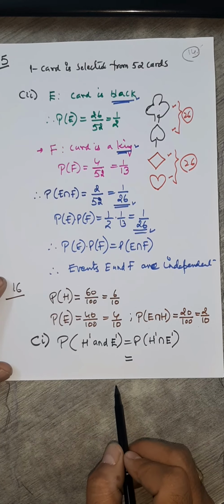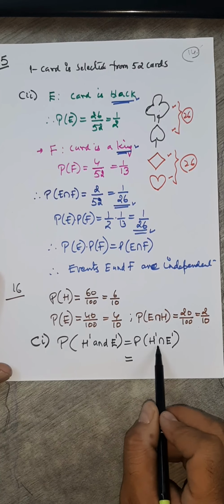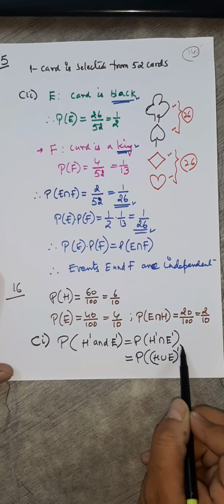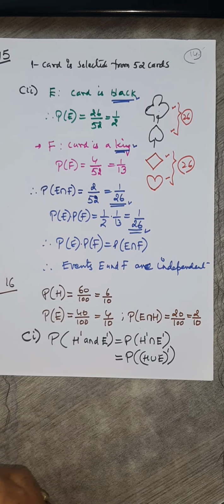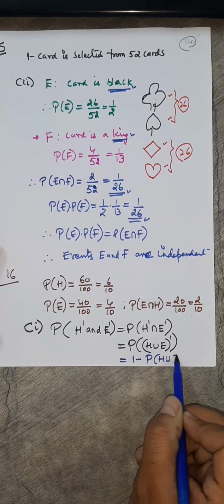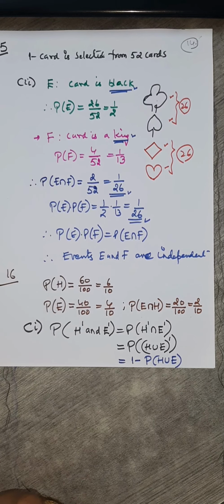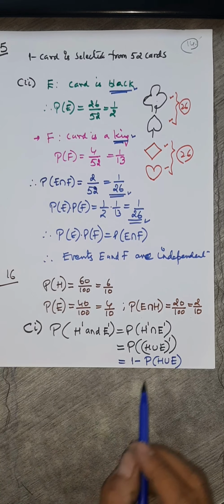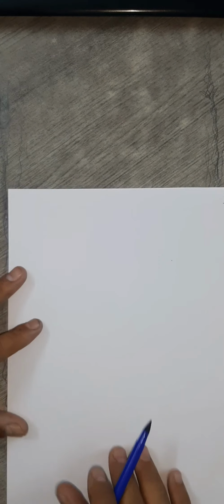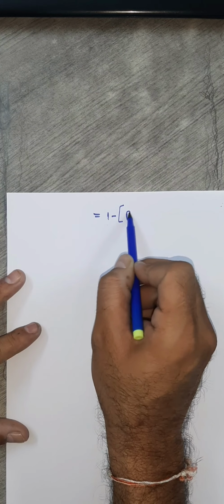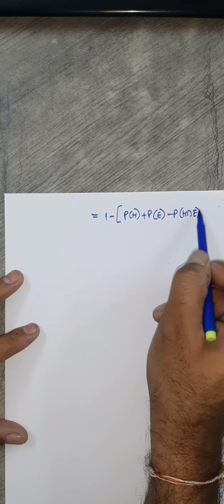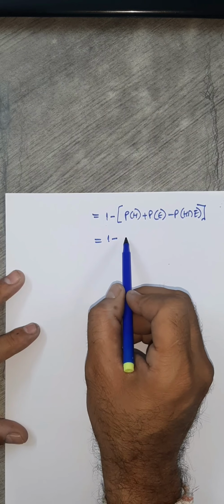Now here in the question you are not given that the events are independent, so you cannot write the product. So what we do? You can use De Morgan's law. So I'll write the whole with a dash. And then we can write 1 minus probability of H union E. Now, how do you find the probability of H union E? For that, you have prepared the addition rule. So, we can write this is equal to 1 minus P of H plus P of E minus P of H intersection E.